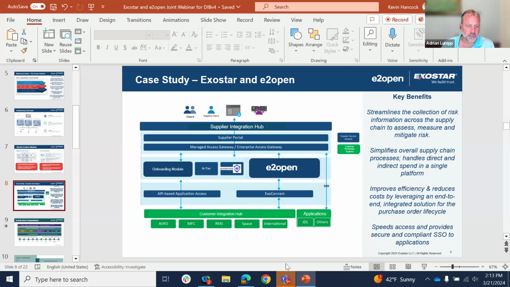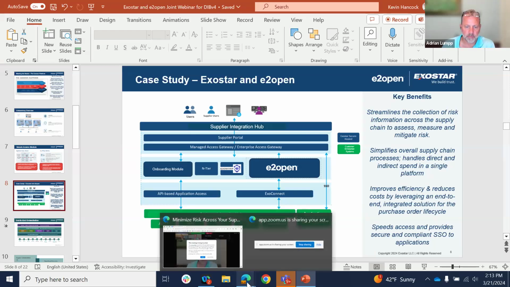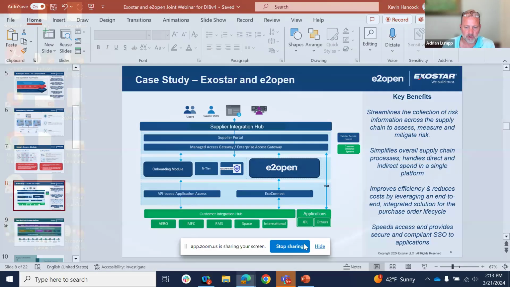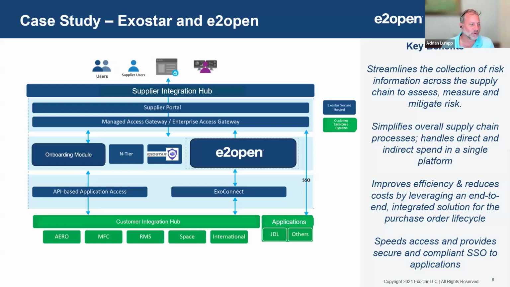So while we're switching screens here a little bit, I thought I'd introduce myself briefly as Kevin did earlier. My name is Adrian Lumpp. As I mentioned, I've been with e2open now for going on 5 years. I've had the privilege of working with Exostar for all of those 5 years, although my experience in supply chain in general extends, well, I'm going to date myself, over 30 years now, so I'll show my age right away.